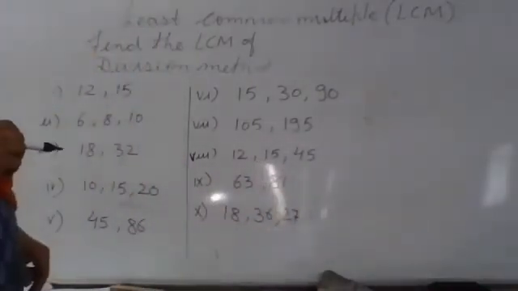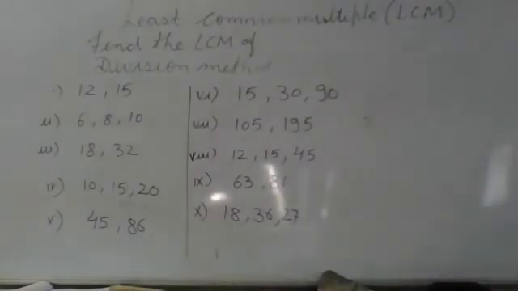Now see children, yesterday we have seen that the HCF of two prime numbers or two co-prime numbers is 1. But here, the LCM of two prime numbers is their product. So in this way you can find LCM. To find the LCM of prime numbers, you have to multiply them, and you will get the LCM. Okay, so these are the homeworks you have to solve.